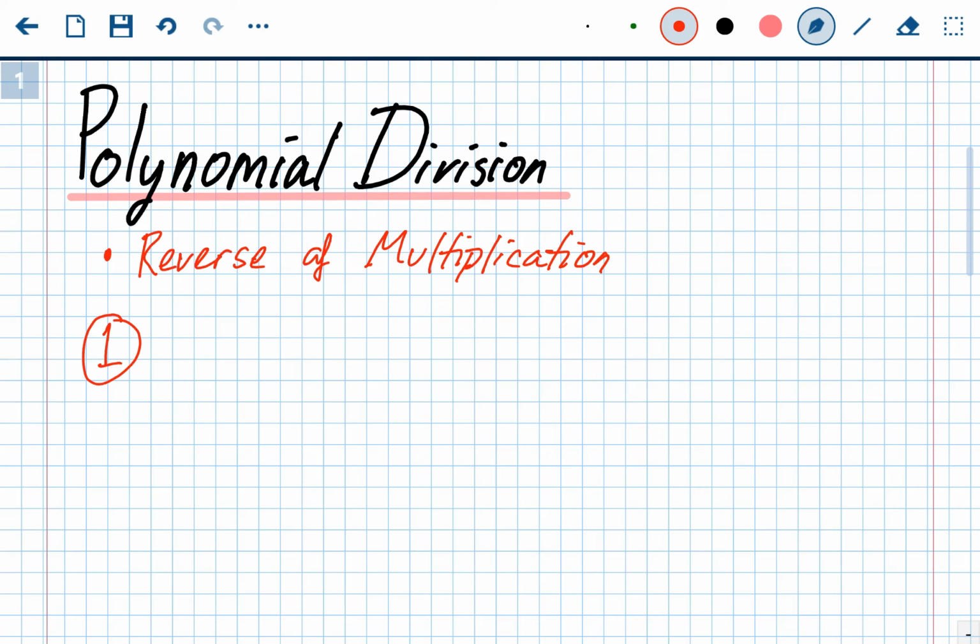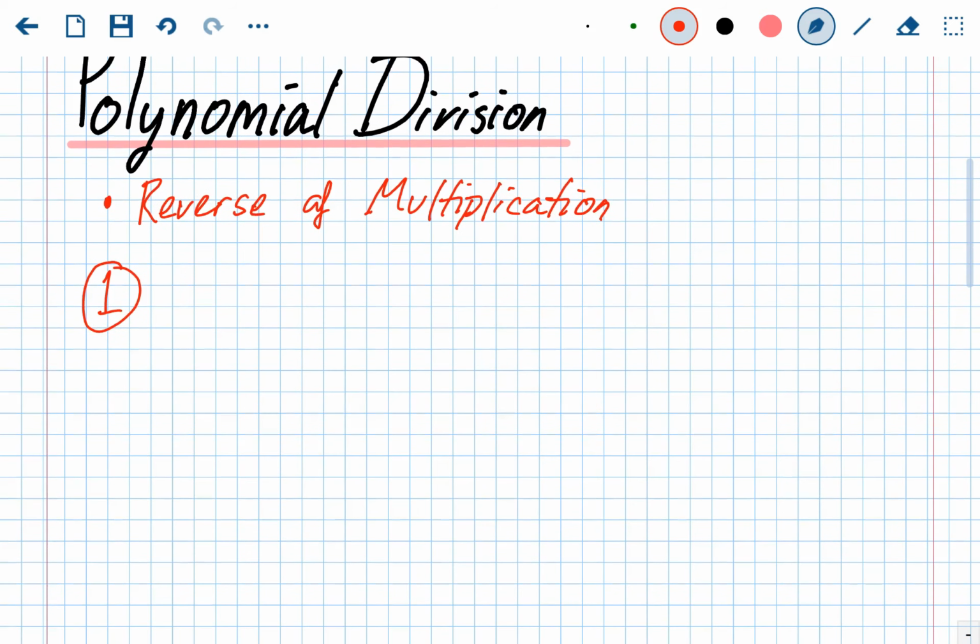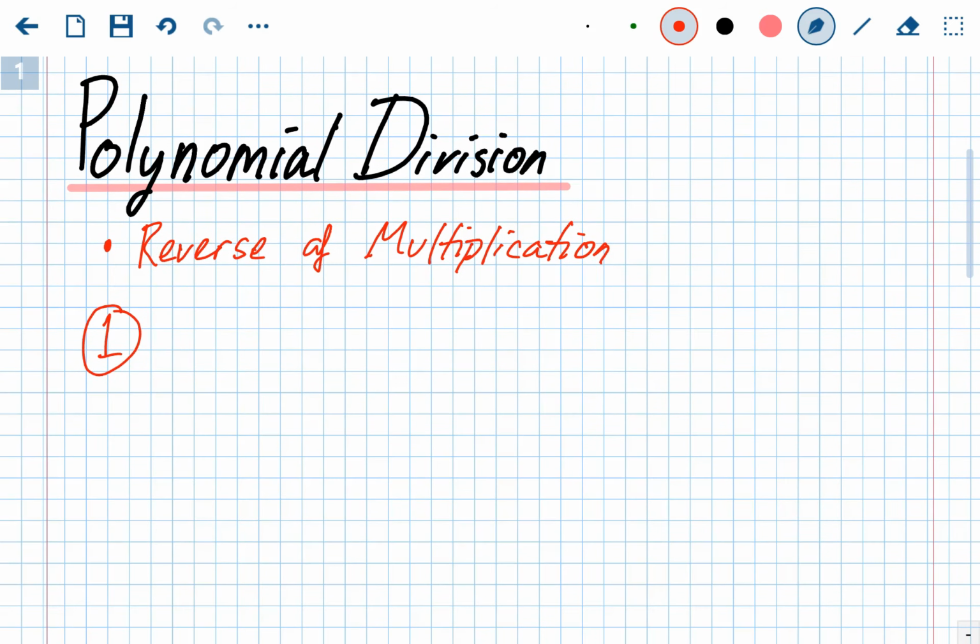In Algebra 1, we only do the most basic forms of polynomial division. There are longer ones, just like when you're dividing numbers. There's long division for numbers. There's long division for polynomials too, and a couple other different methods that are used in Algebra 2. But in Algebra 1, we just stick with the basic polynomial divisions. Polynomial division is the reverse of a multiplication. The first type that we do is called simple division.